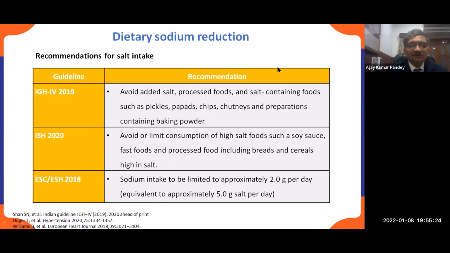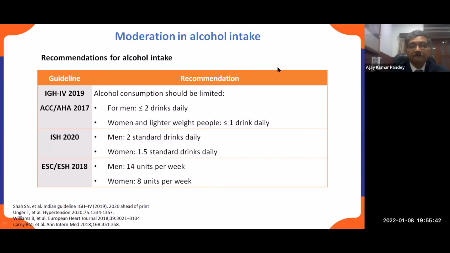So these are all prohibited for them also now, because most of them are getting 35 plus, and all the societies recommend similar guidelines. The European Society says sodium intake should be limited to approximately 2 grams per day, which is equivalent to 5 grams of salt per day.